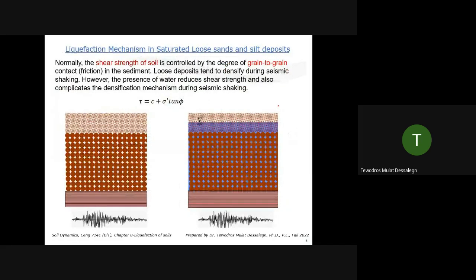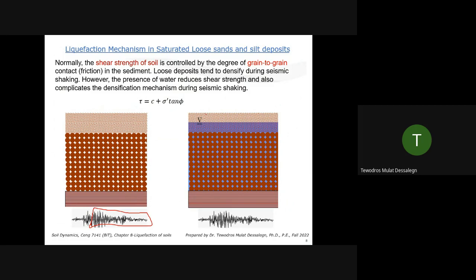Liquefaction mechanism in saturated loose sand and silt deposits. So if you have dry soil particles, assume these are soil particles. If you apply some time history, some seismic event, if there is no water, what happens? This thing densifies, it gets better, right? Gets better, gets denser. But at some point softening may also happen, cyclic softening. So if you shake it more, then you may exceed the shear capacity, you may lose it. But other than that, there is no water, it's not susceptible to liquefaction.